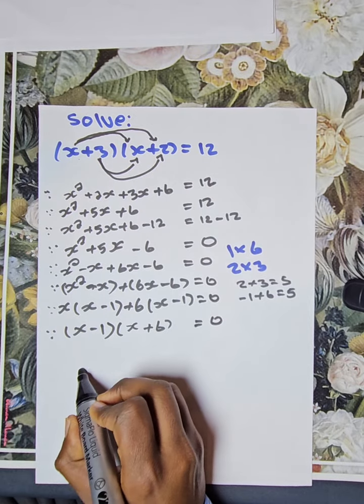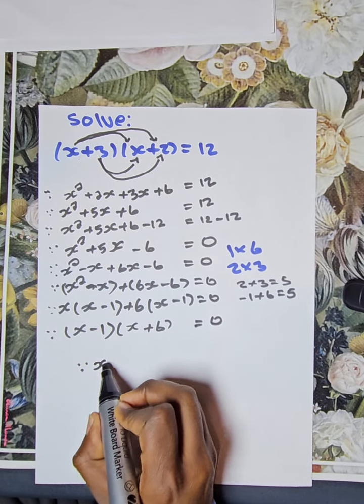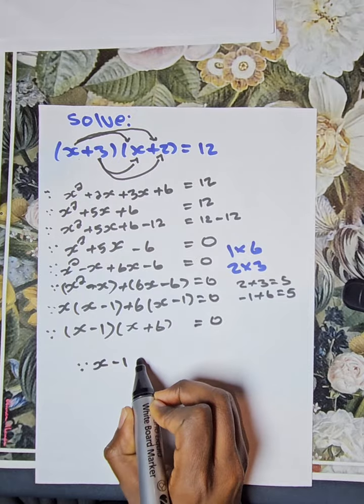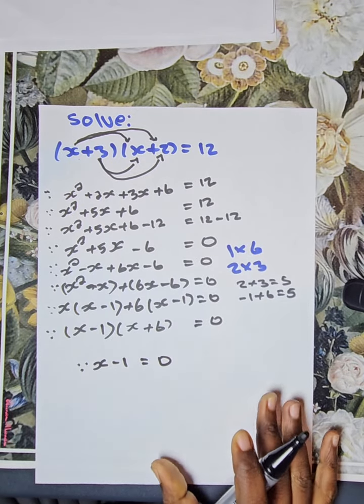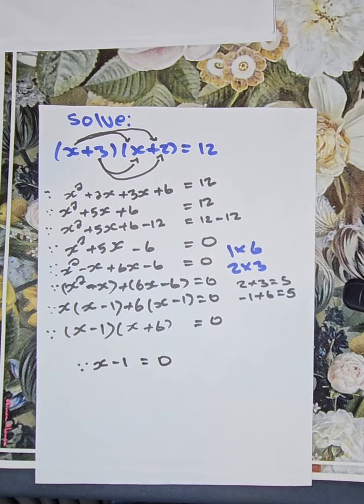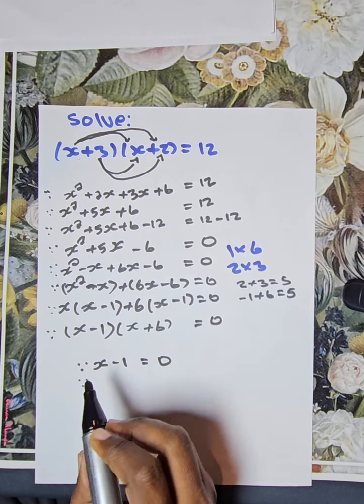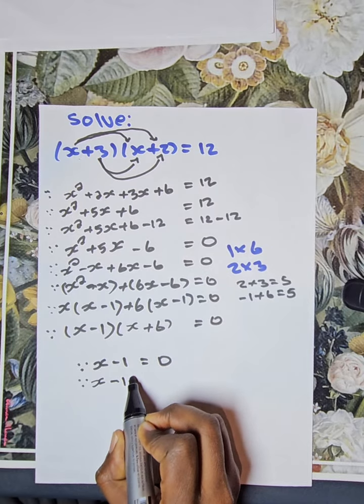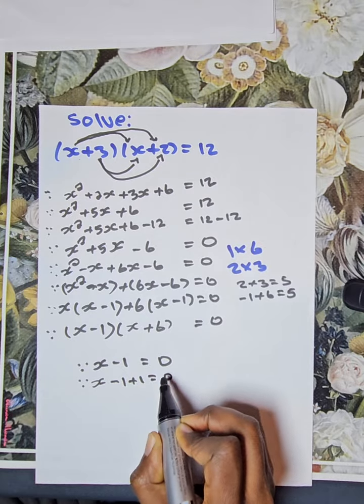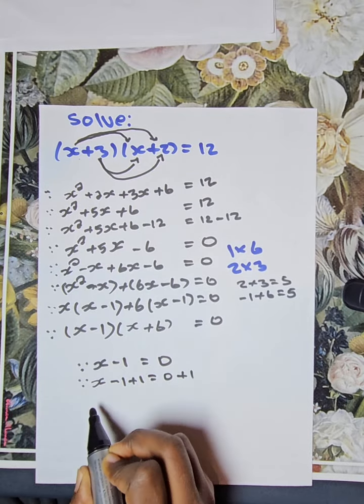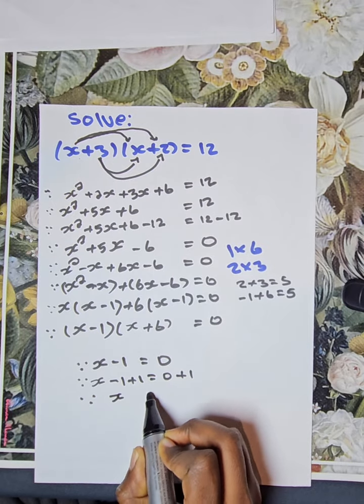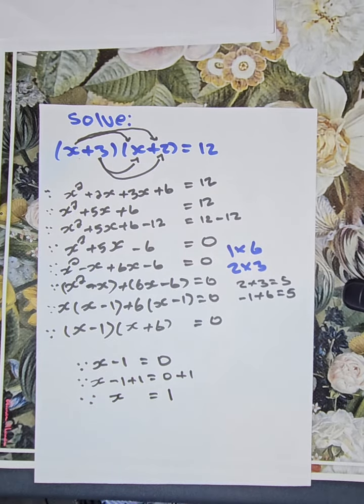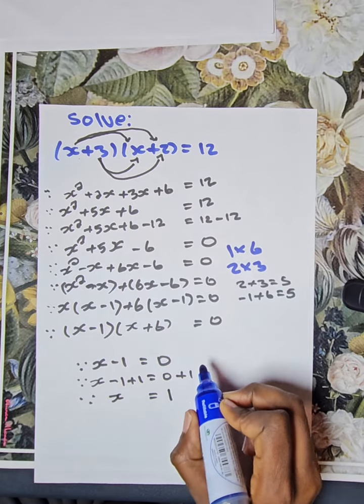Now we're going to take each factor separately and put each factor equal to 0. So let's take the first factor, x minus 1, and say it is equal to 0. Our aim is to isolate the x. How? x has minus 1, so we add 1, and we do the same to the right side. Therefore, our x equals 1. Well done.